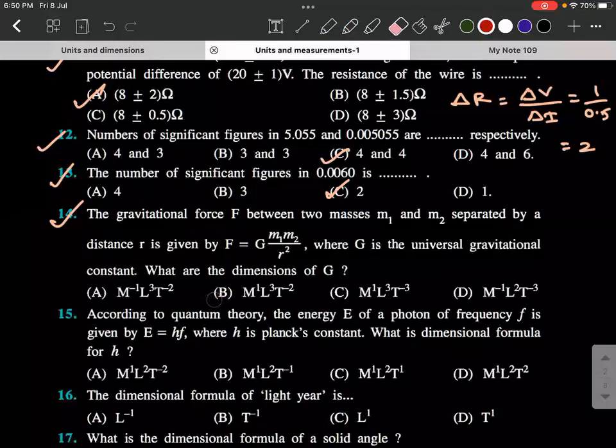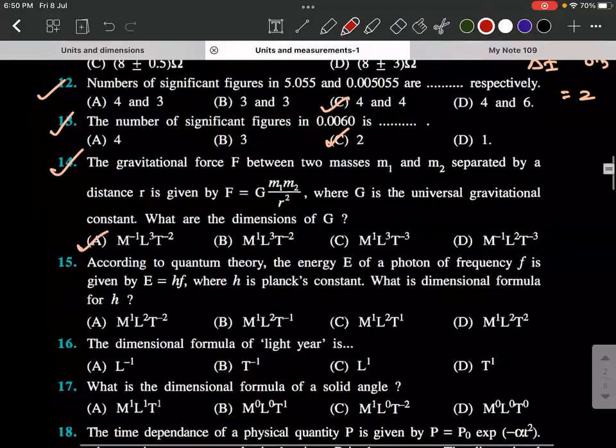M minus 1 L cube T minus 2. First one, right? M minus 1 L cube T minus 2. 15th one. According to quantum theory, the energy E of a photon of frequency F is given as E is equal to H into F. Then what is the dimensional formula of H?